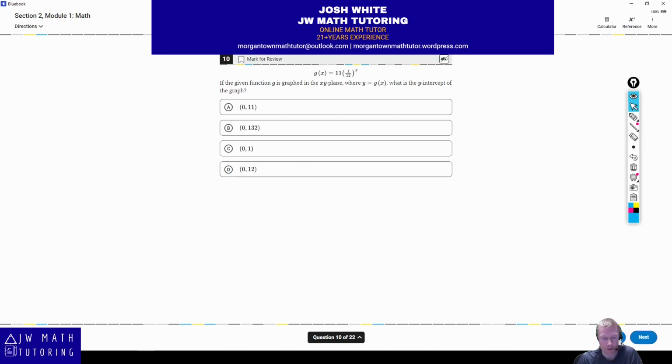All right, now in the next problem, number 10, we actually do have an exponential function here. And it wants to know what the y-intercept of this graph is. So again, there are two different ways you could solve this. So you could just plug in 0 for x, and then recognize that 1/12 to the 0 power is just 1, and 11 times 1 is 11. Therefore, the y-intercept is 0, 11.